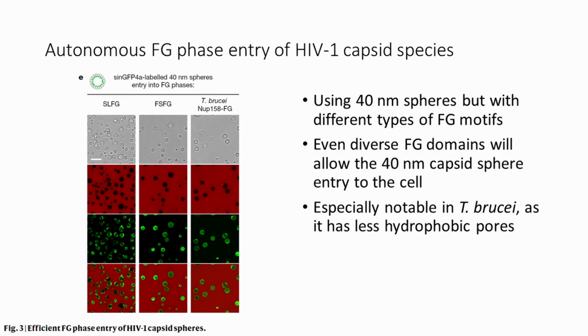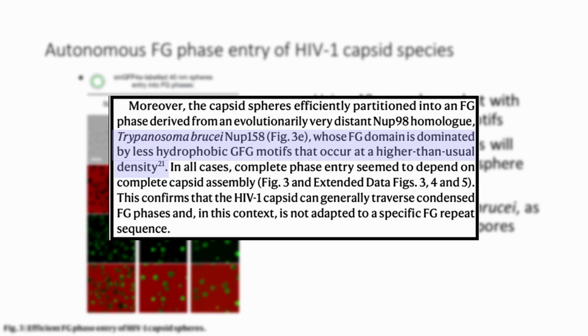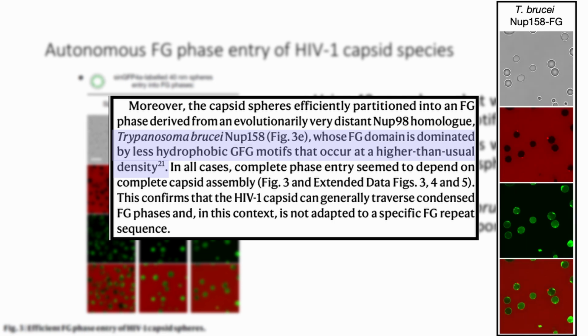The authors also tested T. brucei all the way on the right, which has an FG repeat domain that's less hydrophobic than the others tested. This is notable because we're relying on this hydrophobicity to get through the pore to get inside the membrane. So seeing it work with a less hydrophobic pore is actually pretty cool.